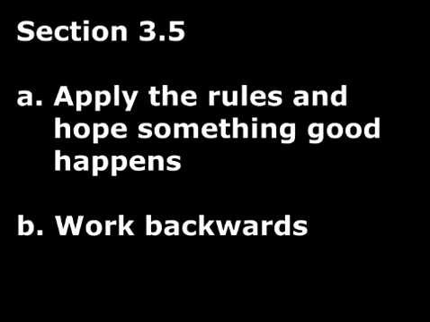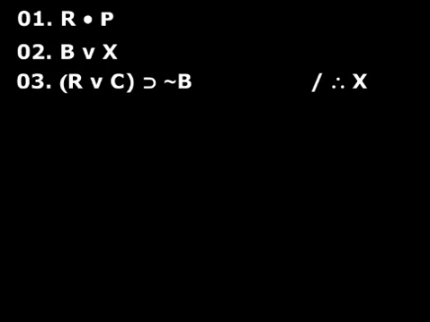The other possibility is to work backwards, and I've done this a few times in some of the examples. But I want to explicitly go through what it means to work backwards through a proof. What do I mean by that? Well, here's a proof, and I'm going to work backwards. I'm going to start at the end. I know that if this is a successful proof, the last line is going to be X.